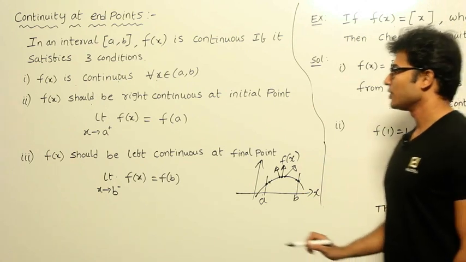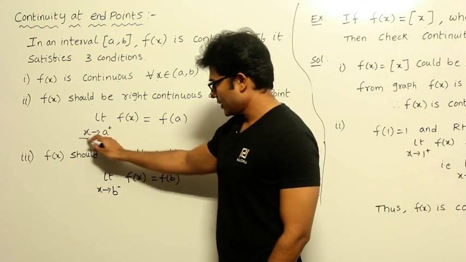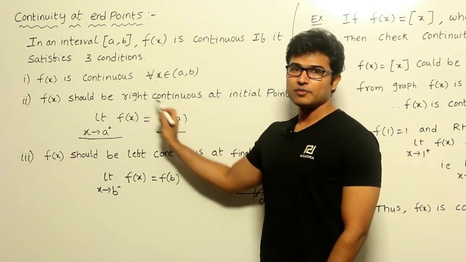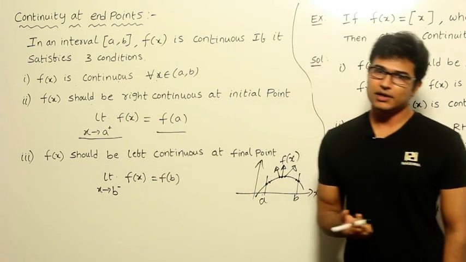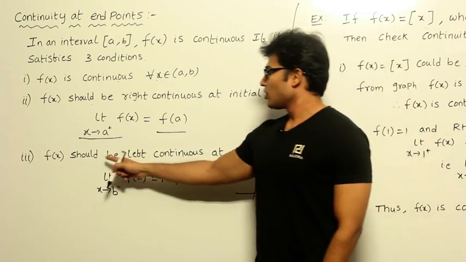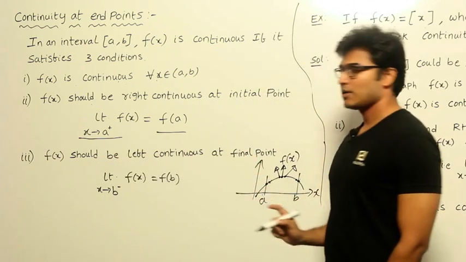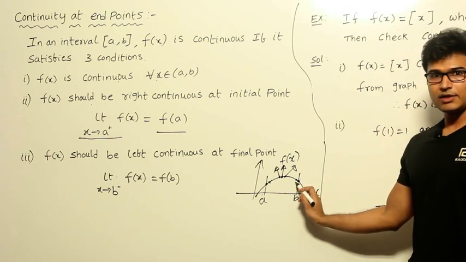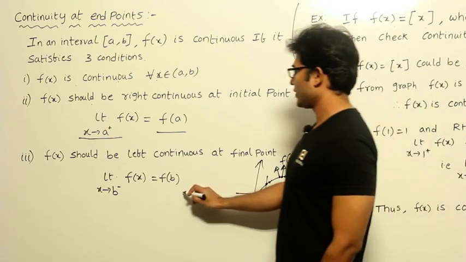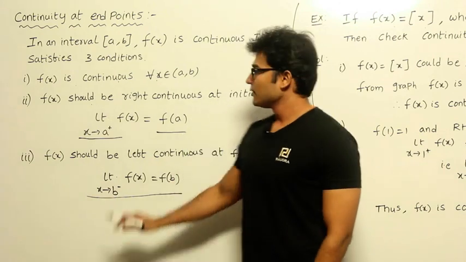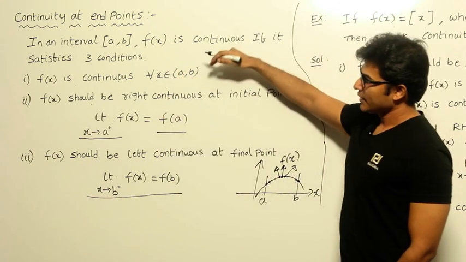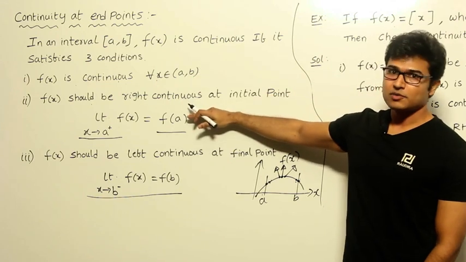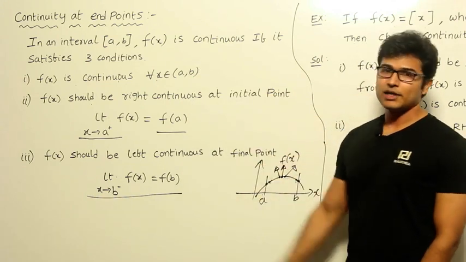Now at this point it should be right continuous. What is the meaning of it? We should find the right hand limit and the value of the function, and these two values should be equal, then we can say that it is right continuous. And f of x should be left continuous at the final point, which means at this point we have to find the left hand limit, and it should be equal to the function value at that point. Got it? So we need to check these three. For all points it should be continuous, at the initial point it should be right continuous, and at the final point it should be left continuous.